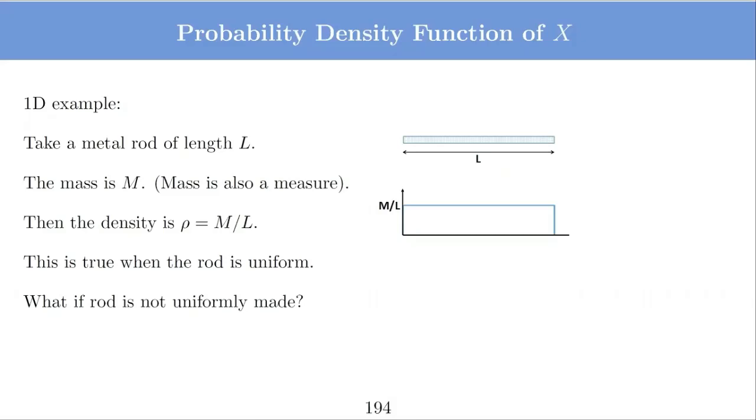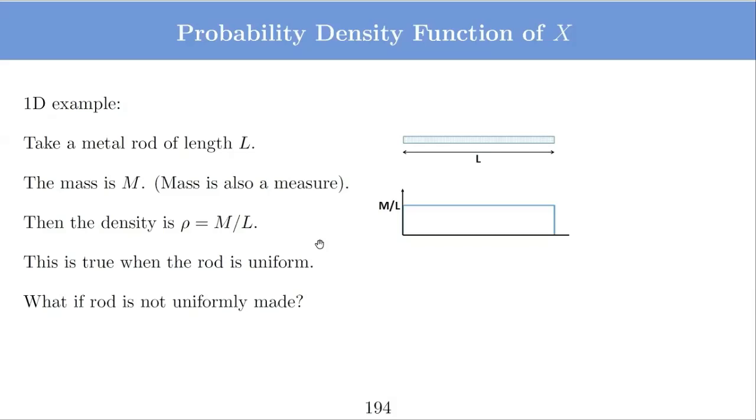But mass can be replaced by any measure. We still use the same term density when we have another type of measure also. So let's take a one-dimensional case. Take a metal rod of length L and mass m. Just note that mass is also a measure, so whatever discussion I'm making can be thought of from the perspective of measure also. Then the density will be m by L, and the unit will be kilogram per meter. This is true when the rod is uniform, so you can just divide mass by length.